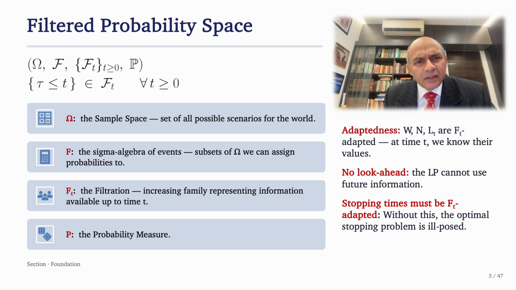We operate on a filtered probability space under the usual conditions. We've got Omega, the sample space, F as the sigma algebra of events, Ft is the filtration, and P the probability measure. We assume right continuity of the filtration and completion by the probability null sets. Without right continuity, we'll lose the characterization of stopping times via their debut. Also, adaptedness is required for well-posed results.